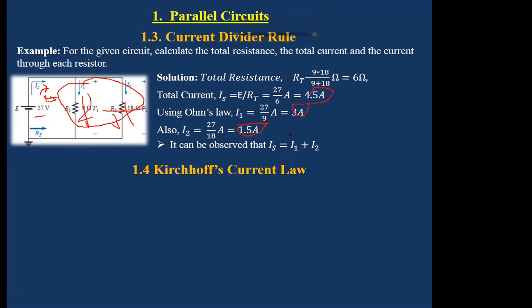Right. But again, you can use the current divider rule to calculate that. Once you get IS, you can now say 18 over 27 multiplied by IS, you get the current here, and 9 over 27 is just the current here.